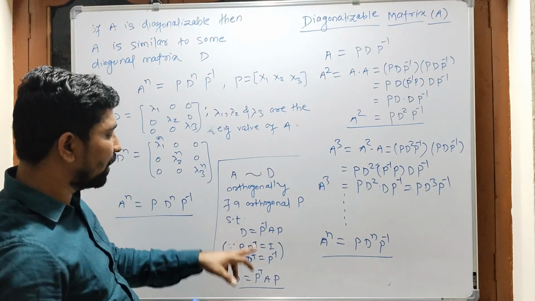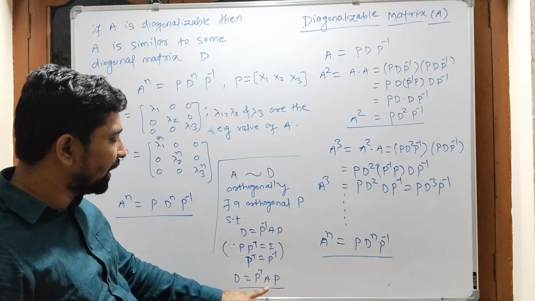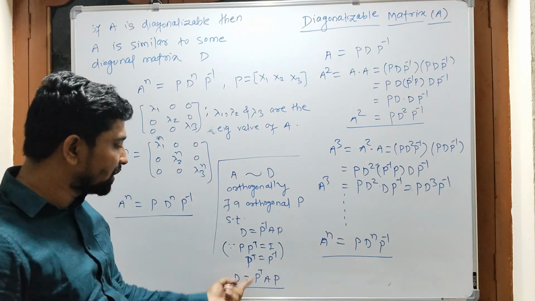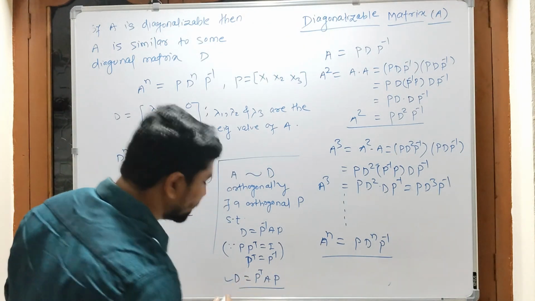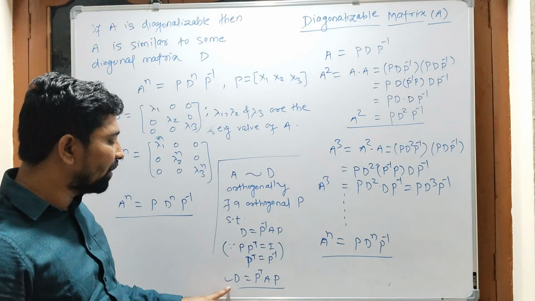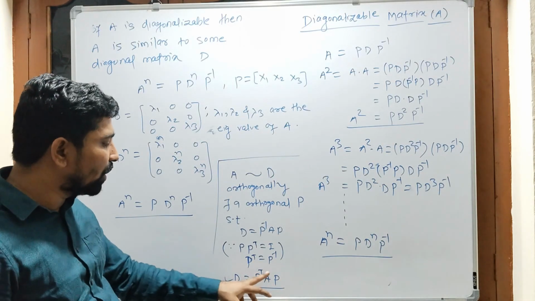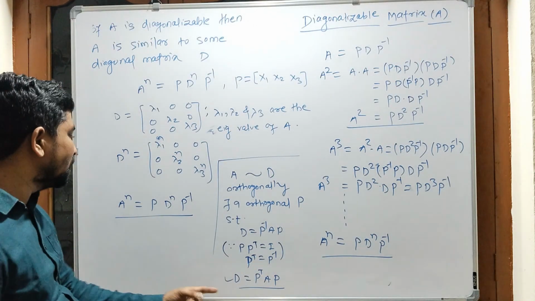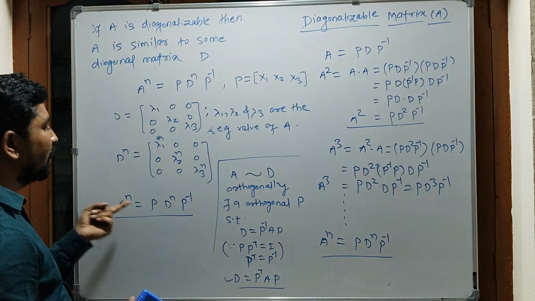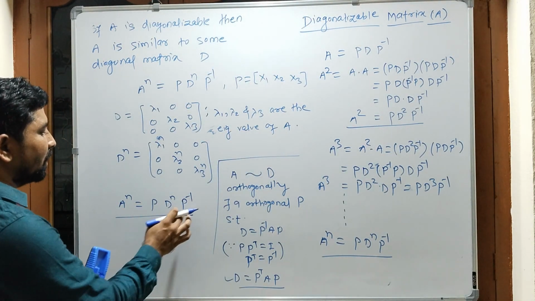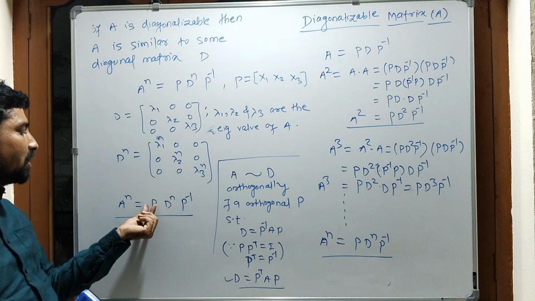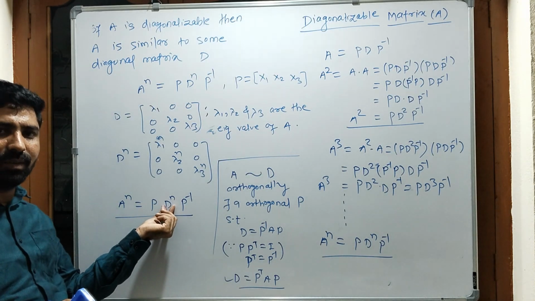So here I will write the transpose of P, then A, and this is P. Just multiply these three matrices and you will get the diagonal matrix D. Here this is the diagonal matrix where all the non-diagonal entries are 0 and the diagonal entries are the eigenvalues of matrix A. So by using this you can write A power n in terms of D and P. You can find A by using this modal matrix P and the diagonal matrix D.